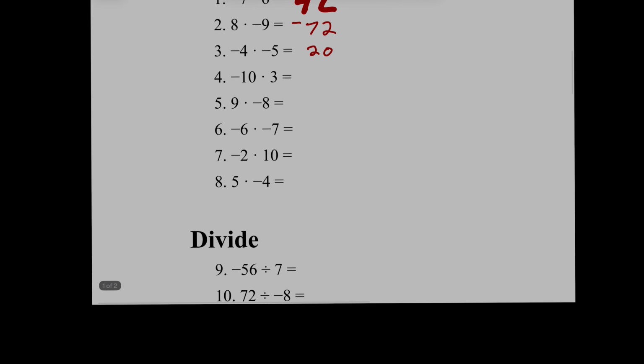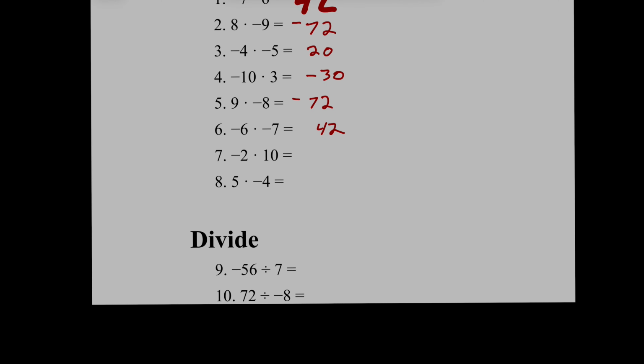Now I have a negative times a positive, one negative sign, so my answer is going to be negative. 9 and 8 is 72. I have one negative sign, so it's negative. Notice that I don't care which one's bigger or smaller, okay? In addition, subtraction, that matters. But in multiplication, it doesn't matter. Here I have a negative and a negative. That's always going to be a positive.